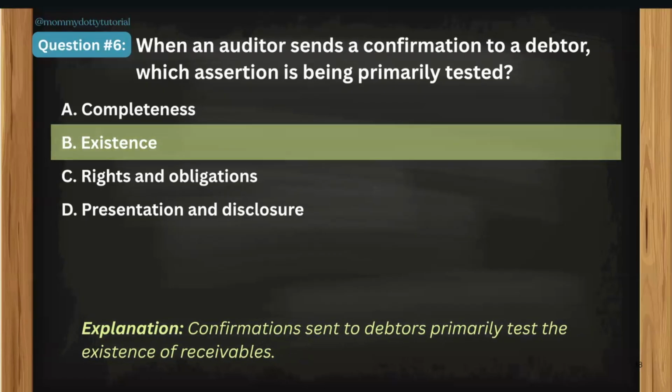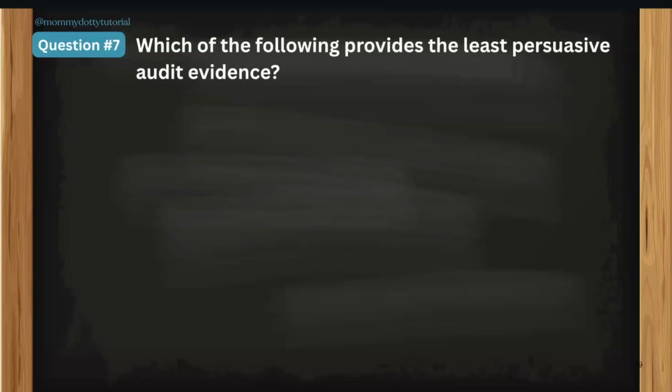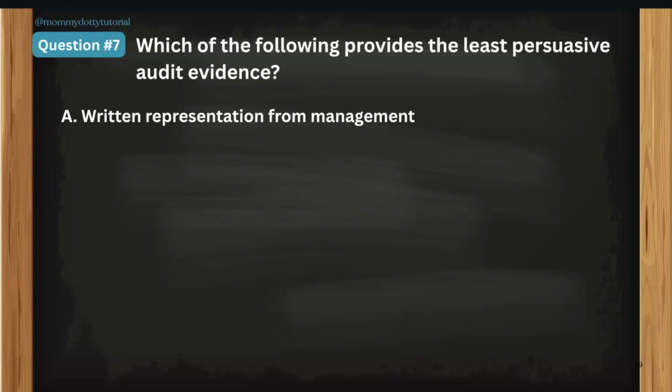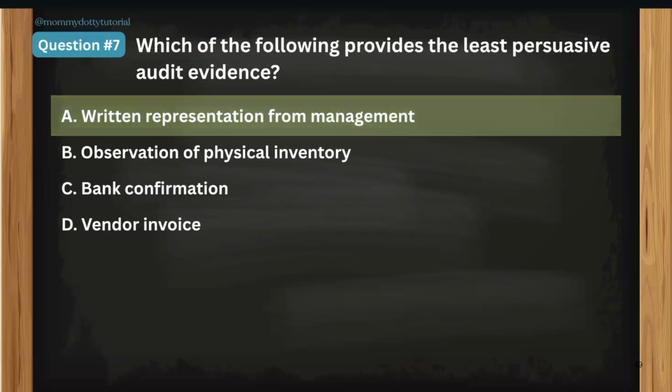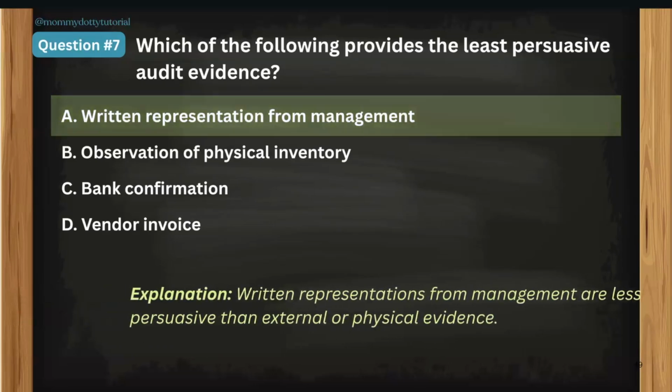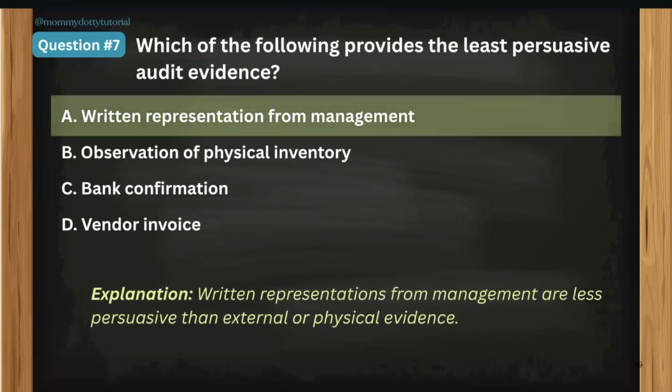Okay, let's move to question number 7. Which of the following provides the least persuasive audit evidence? A, written representation from management. B, observation of physical inventory. C, bank confirmation. And letter D, vendor invoice. You may pause the video to think. The correct answer is letter A, written representation from management. Written representations from management are less persuasive than external or physical evidence.